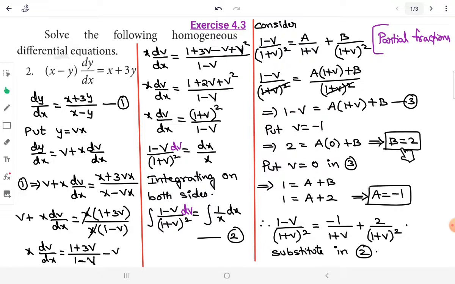So after finding the A and B values, substitute in the partial fractions. After separating, we got the A value as minus 1 and the B value as 2. So after finding the A, B values, this is nothing but in equation 2 only, we have simplified. Now let's substitute these two terms in equation 2. In place of this, write down minus 1 by (1 plus v) plus 2 by (1 plus v) the whole square is equal to the integral of 1 by x dx.